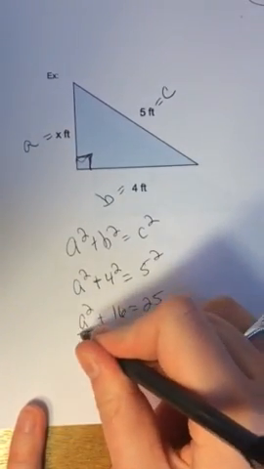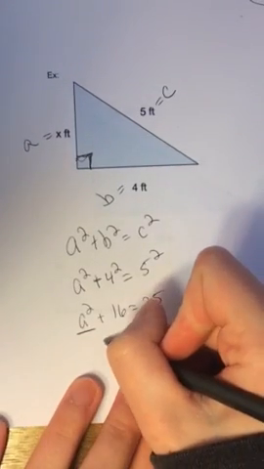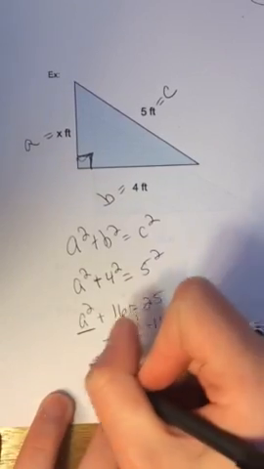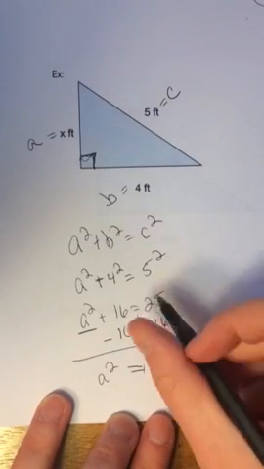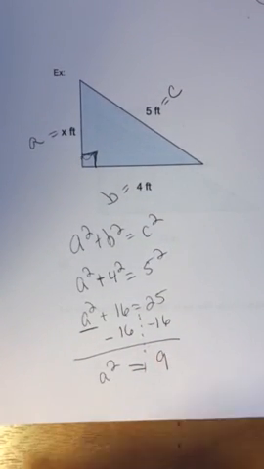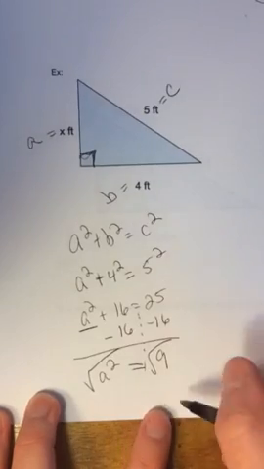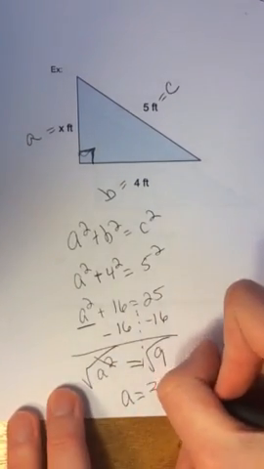Now I need to get this by itself so I can square root both sides, okay? I don't want to square root now because that would throw me all off. So I need to subtract 16 from both sides. Draw your dotted line if you need to. So I get A squared equals 25 minus 16 is 9. Okay. Now I have A squared by itself. So how do I get rid of a square? I have to square root. Okay. So I get A equals the square root of 9, and the square root of 9 is 3.